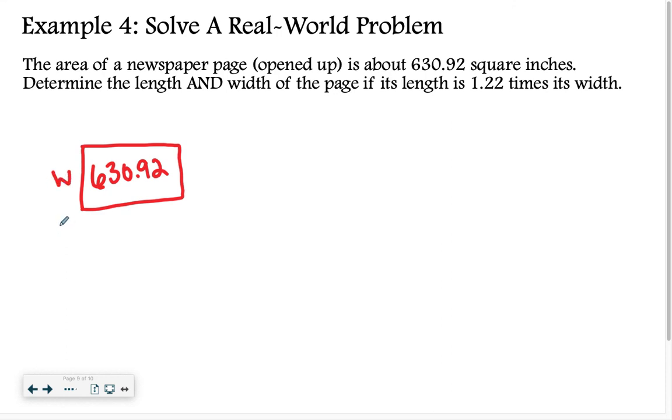If you want to use X, go for it. If you want to use the first letter of your name, go for it. Doesn't matter. The length, I know it's related to the width, and the way it's related to the width is that it's 1.22 times the width. So I'm going to write 1.22 W.